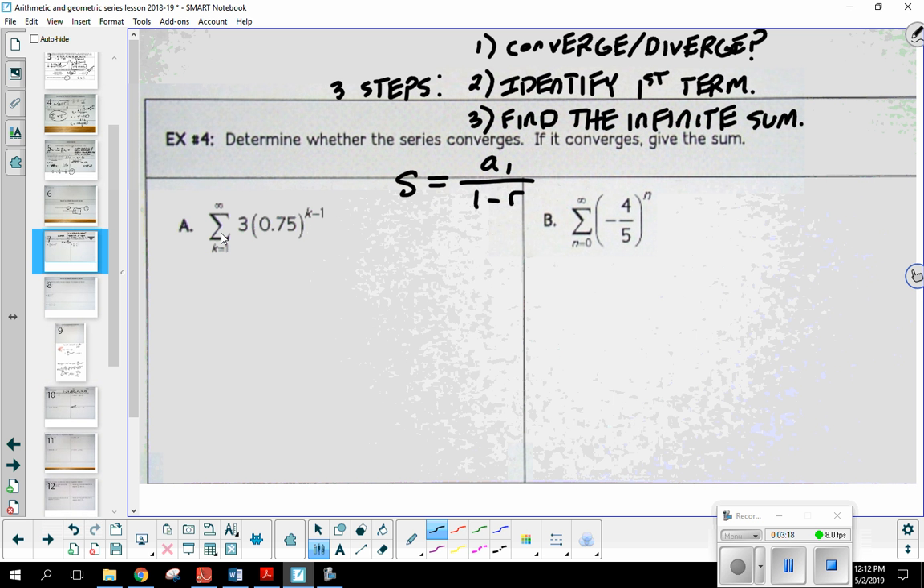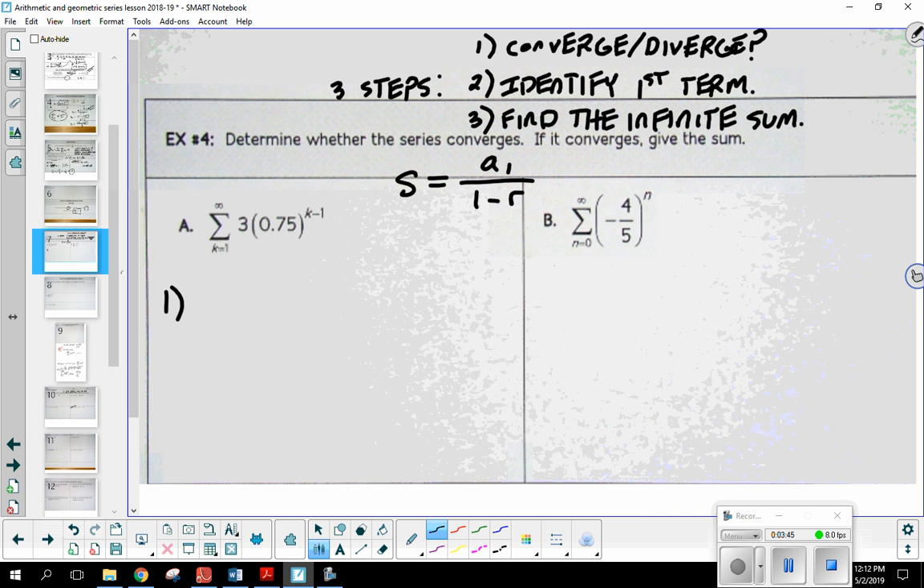I basically wrote it down into 3 steps. One, you want to ask yourself, does it converge or diverge? If it converges, you can find the sum. If it diverges, the problem is over. You're not going to be able to do anything with it. So let's take a look at this one. I want to find the infinite sum of 3 times 0.75 to the k minus 1. So step 1: does it diverge or converge?